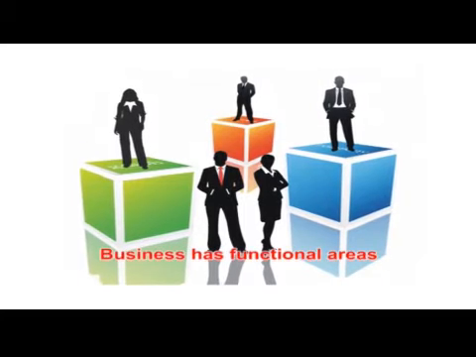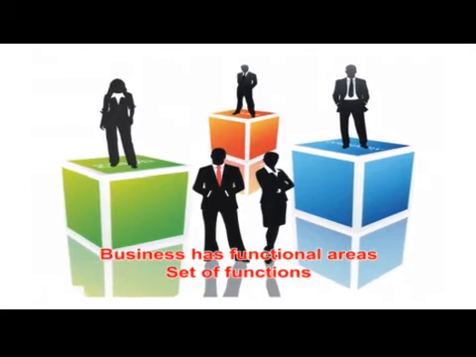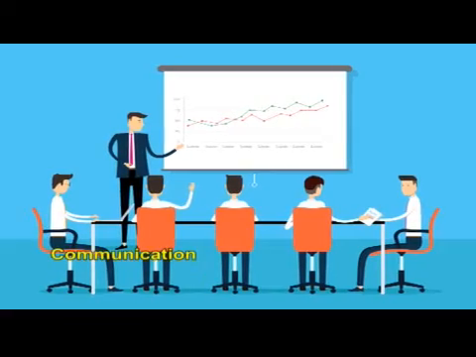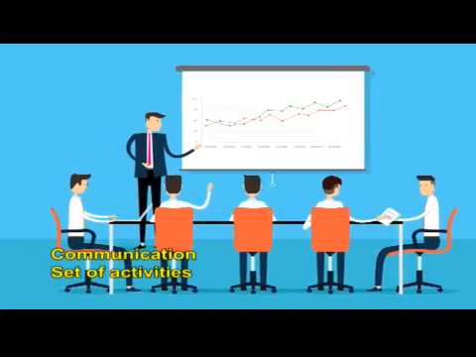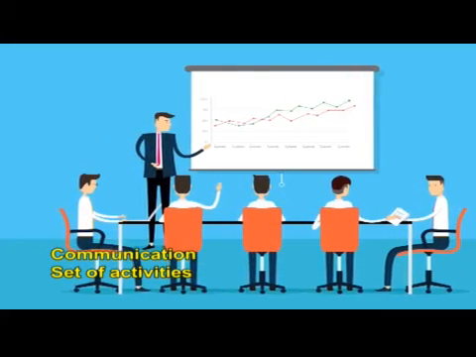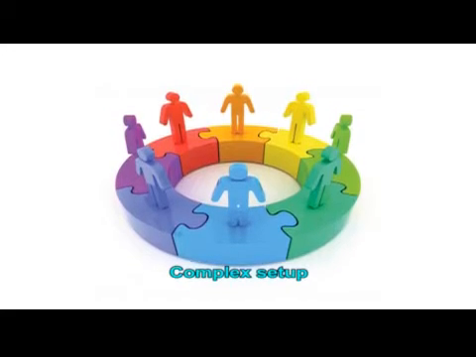Though a business has functional areas, a business cannot be viewed as a set of functions. The reasons are as follows. There are overlaps in functional areas. For instance, production managers may do a considerable amount of marketing activities, though marketing is a separate functional area. There needs to be communication between the functional areas, and there is a set of activities which are done by the functions collectively. Therefore, the organization is a more complex setup.